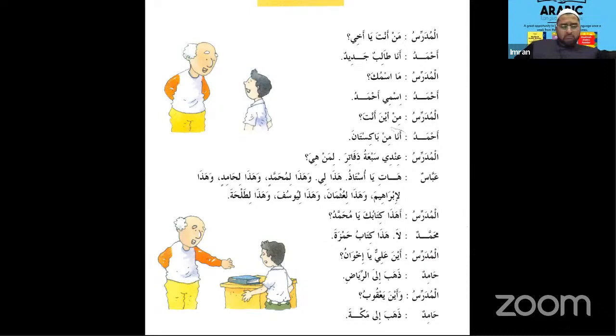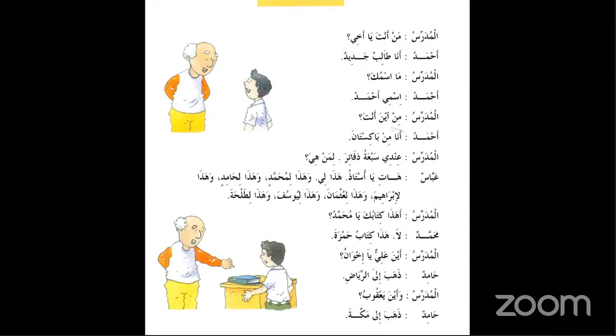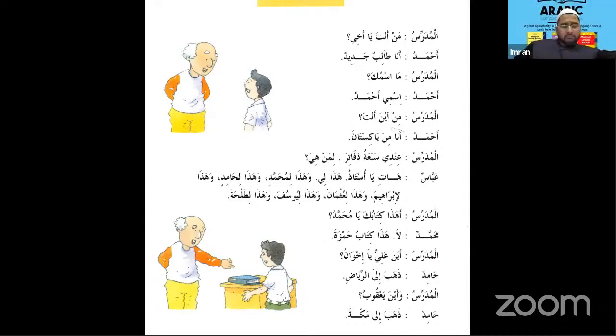A hada kitabuka ya Muhammadu? Is this your book, O Muhammad? La, hada kitabu Hamzata. No, this book is Hamza's, or belongs to Hamza. And Hamza is a diptote because of the fatha. It's Hamza too, a non-Arabic name. Correct. And what should it be? What position is it in the sentence?